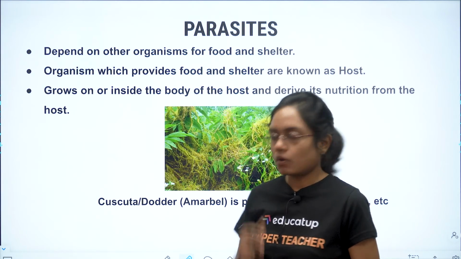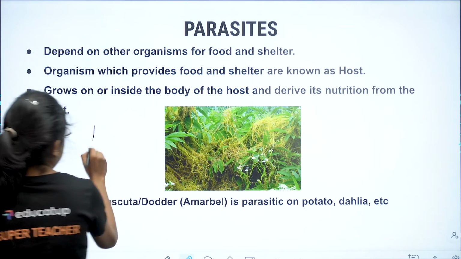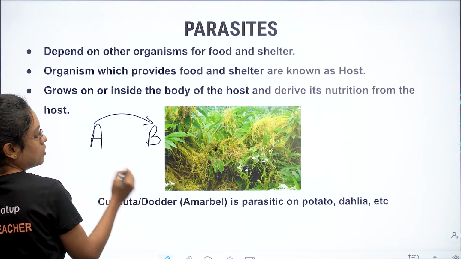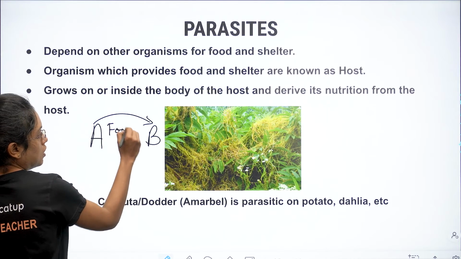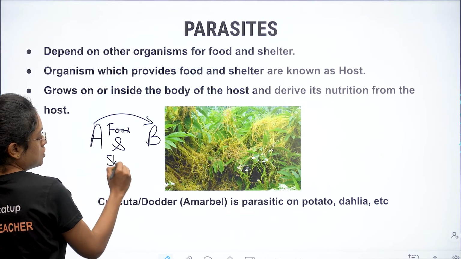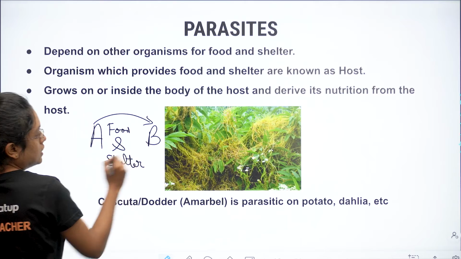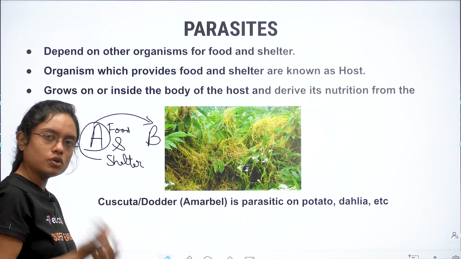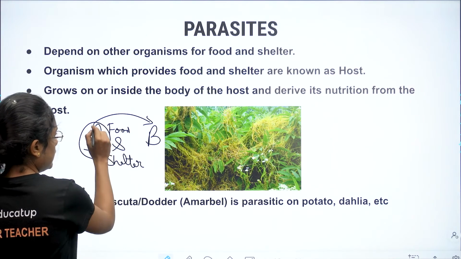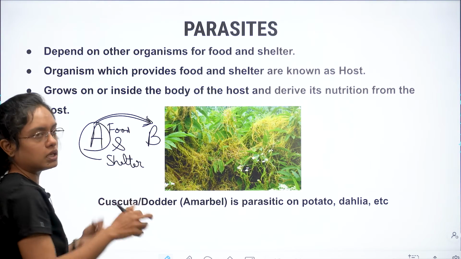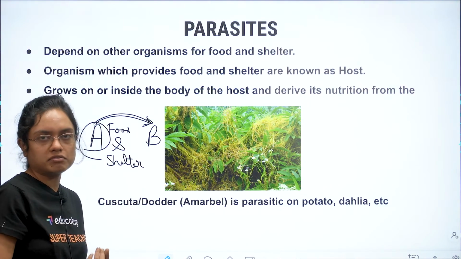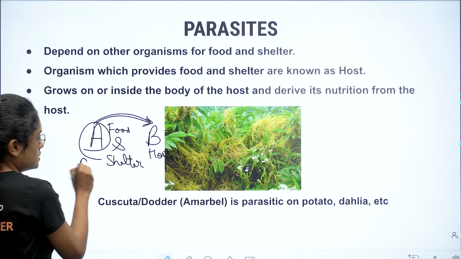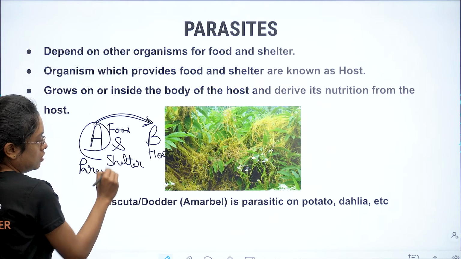Okay, now see, suppose there are 2 organisms A and B. Now A is dependent on B for food as well as for shelter. यानी कि A के पास ना तो खाना है ना रहने की जगह है, ना he doesn't want to do any work. So A is completely dependent on B even to get food and even to live. So B is known as host and A is known as parasite.